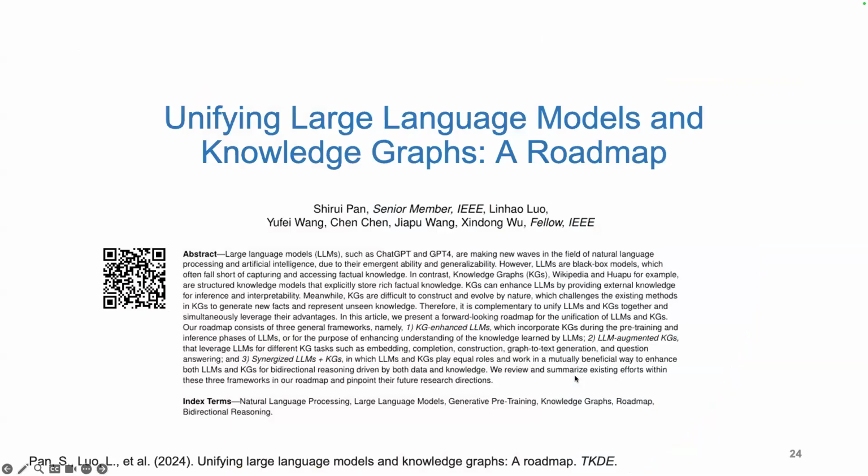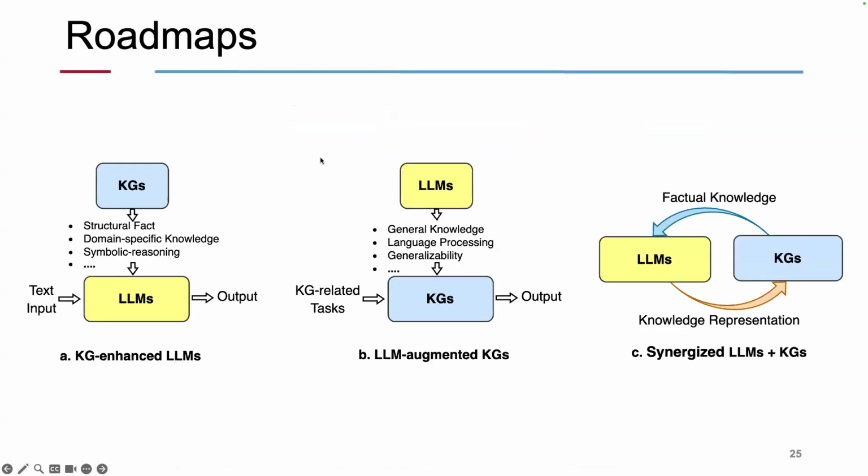Since last year, we have been working on integrating large language models and knowledge graphs. For instance, we released a roadmap last year, which is a quite highly cited paper, and now has received nearly 1,000 citations. I think very close to that. I didn't check recently, but a lot of people now pay attention to this area.